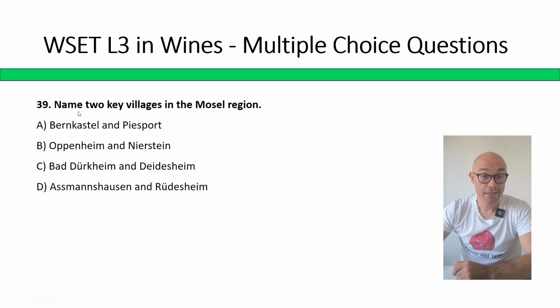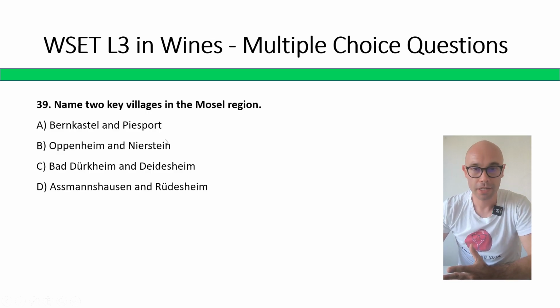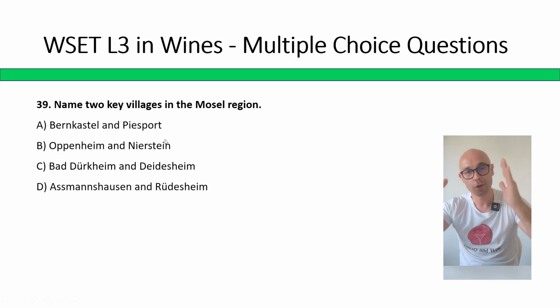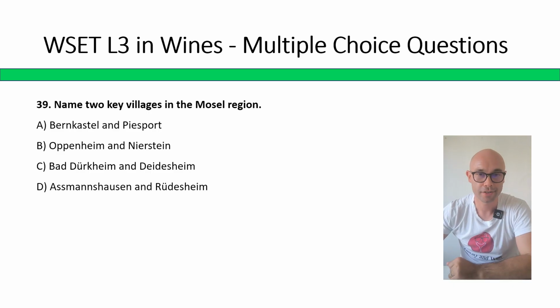Name two key villages in the Mosel region. Bernkastel, Piesport, Oppenheim, Nierstein, Bad Dürkheim, Deidesheim, Assmannshausen, Rüdesheim. Beautiful. The correct answer is A, Bernkastel and Piesport. This is sommelier kind of knowledge where you need to know the name of the villages in a region.